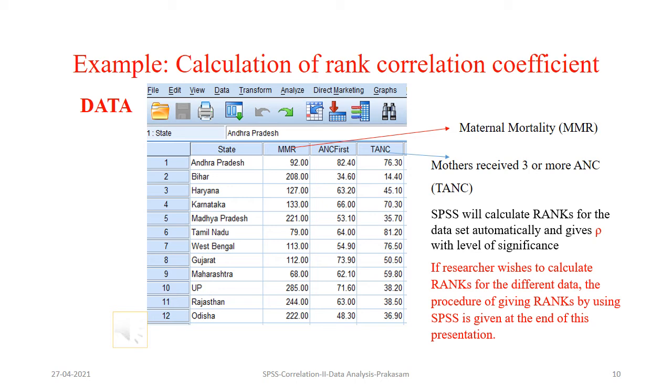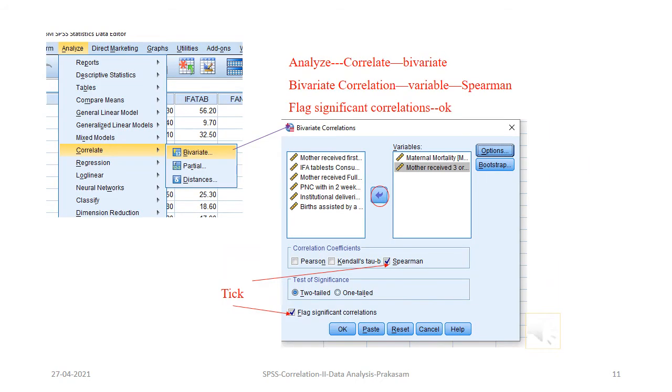SPSS will calculate the ranks for the data set automatically and gives the rho value with level of significance. Suppose the researcher wants to calculate the ranks for different data, the procedure of giving ranks by using SPSS is discussed at the end of this presentation. One can do ranks separately by using SPSS. Calculation of Spearman rank correlation by using SPSS is given here.